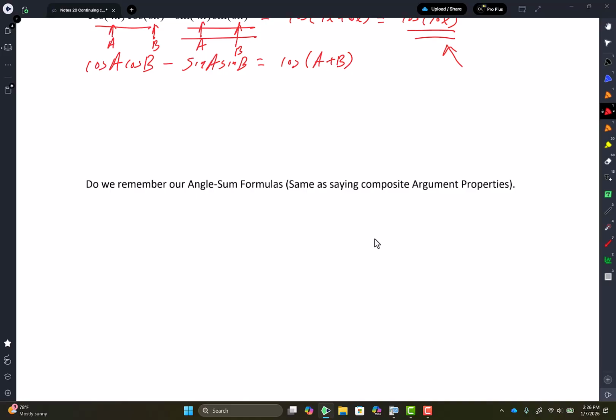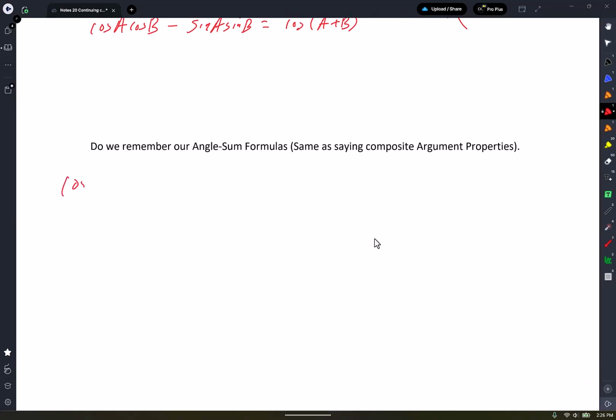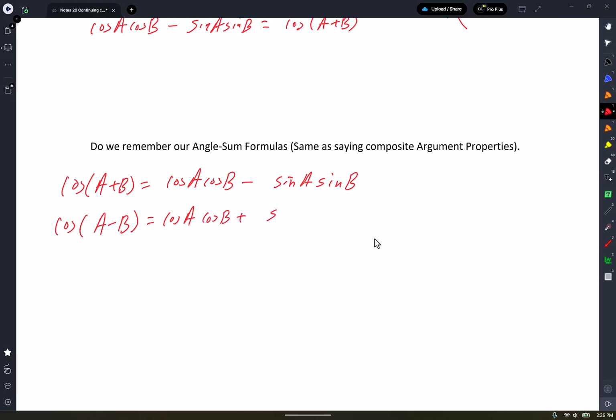So let's see if you guys remember your formula. We got this top one here, so I'll write it already. Cosine A plus B. And you guys told me that was cosine A cosine B minus sine A sine B. What do you think cosine A minus B is? Instead of a minus in the middle, I'm going to have a plus. So cosine A cosine B plus sine A sine B. All right. What about sine A plus B?